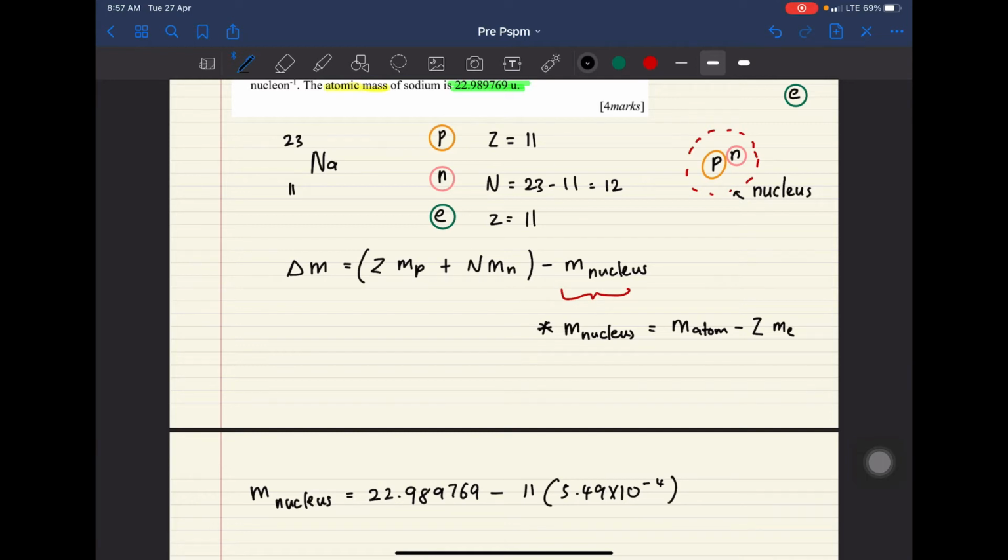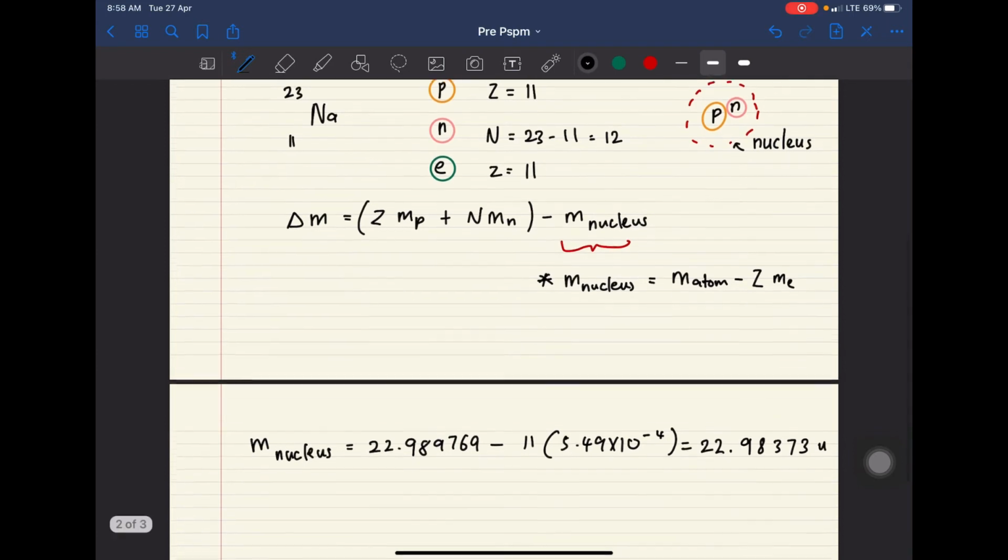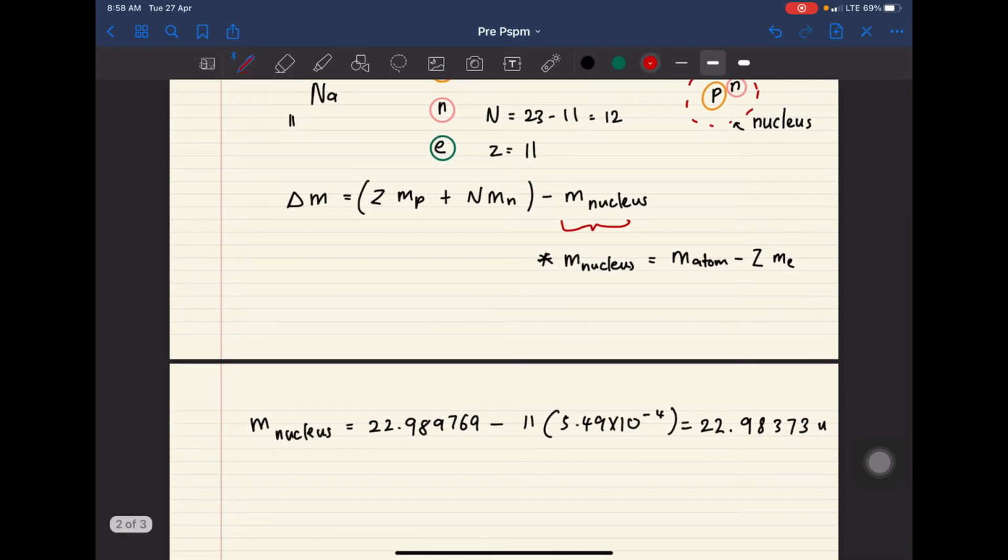Now you just have to press your calculator. Just write down all the numbers that you get in your calculator, because the difference is very small. If you round it off, you pretty much get the same number. The unit is in U.